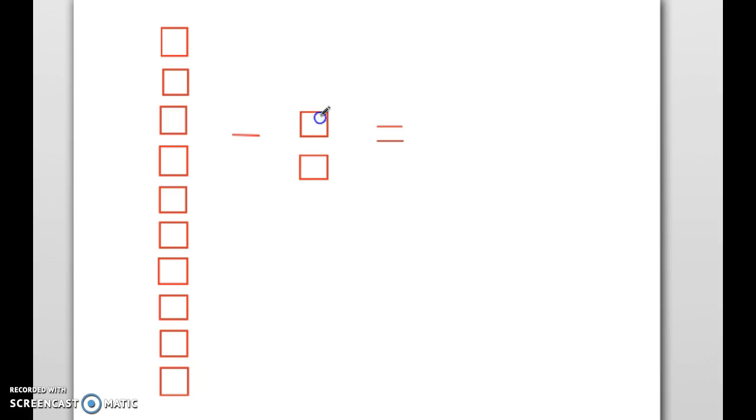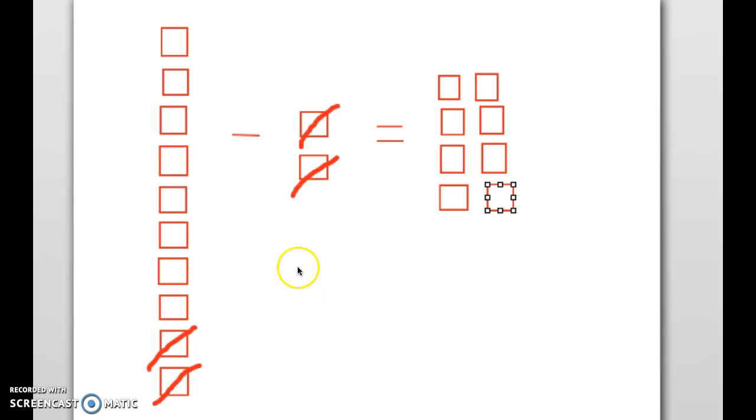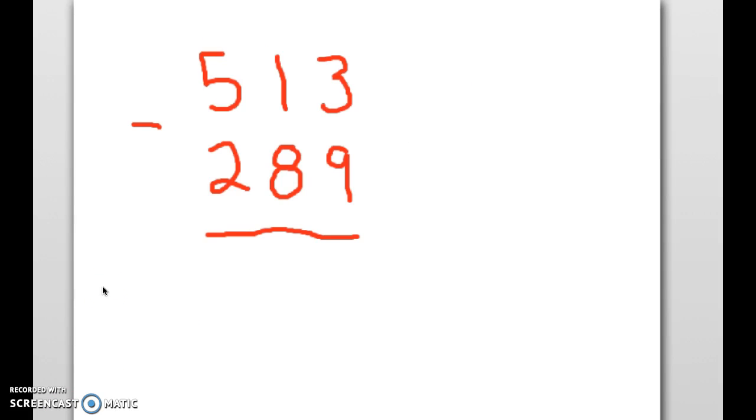Taking away 2, 1, 2, will leave us with 8 resulting blocks. We know this because we started with some amount, we took away some amount, and we counted the results. With numbers, we do the same thing. We start with some amount, we take away some amount, and we're going to count the result.